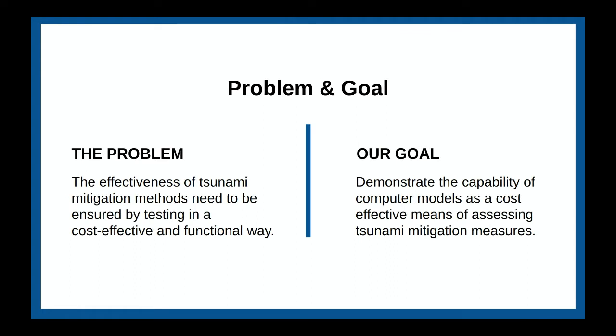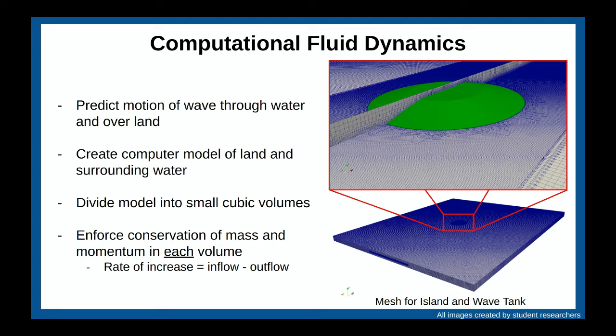In order to ensure the efficacy of tsunami mitigation methods, they must be tested in a cost-effective and functional way. The goal of our project was to demonstrate the capability of computer models as a cost-effective means of assessing tsunami mitigation measures. To achieve the project goals, computational fluid dynamics was used to predict the motion of the waves through water and over land. The first step in this method is to create a computer model of the land and the surrounding water. This model is subsequently divided into cubic volumes, called cells, over which the laws of conservation of mass and momentum are enforced.